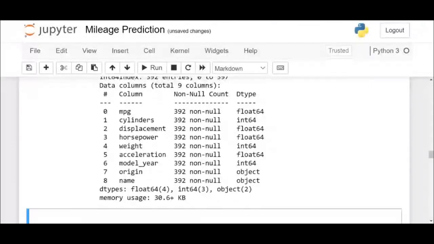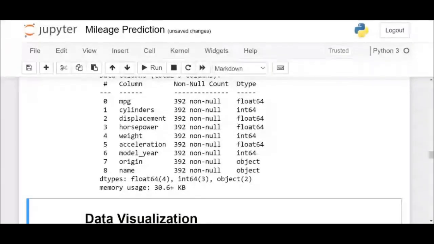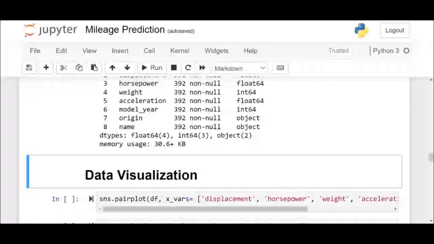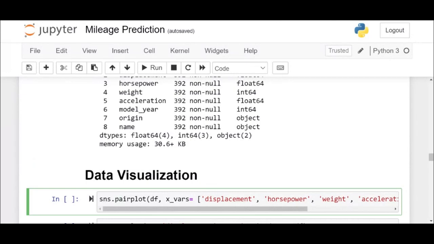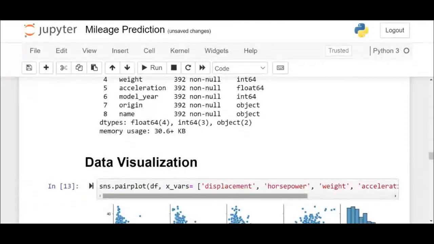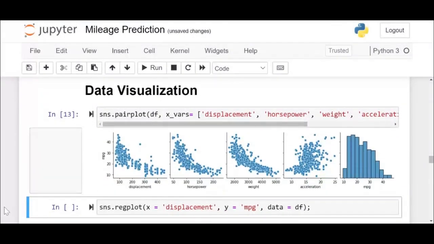You will find that now each of the columns has 392 values. Wherever there was a missing value, that row has been dropped or removed. This is how we deal with missing values, because the count of missing values in this data set is small. Now, there is another function called a pair plot. So let's create a pair plot or scatter plot of our mileage versus the features.